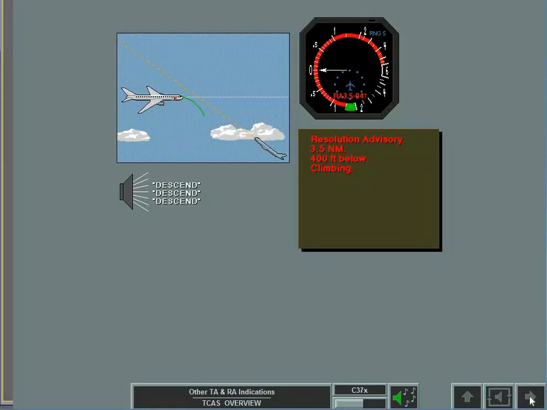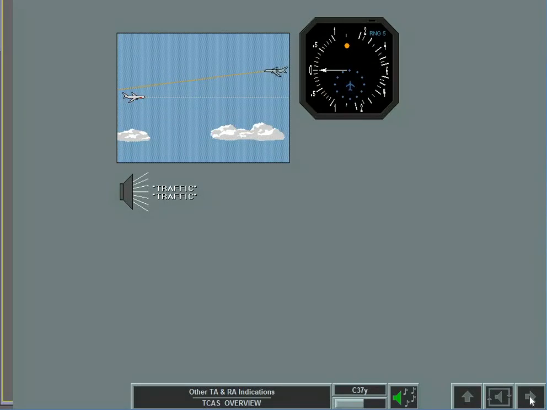Descend. Descend. When the other aircraft is close to 20 to 35 seconds, an RA is issued. The text under the aircraft symbol is a red RA followed by distance and an altitude data tag. The normal RA visual display on the VSI scale indicates safe and unsafe vertical speed. Traffic. Traffic. If the other aircraft is not reporting altitude, there is no data tag on the other aircraft symbol. TCAS is able to issue a TA, but not an RA.